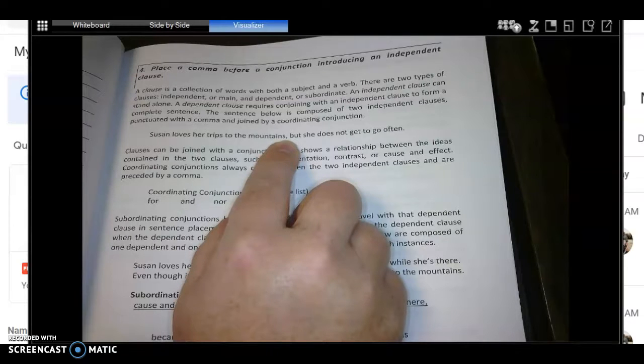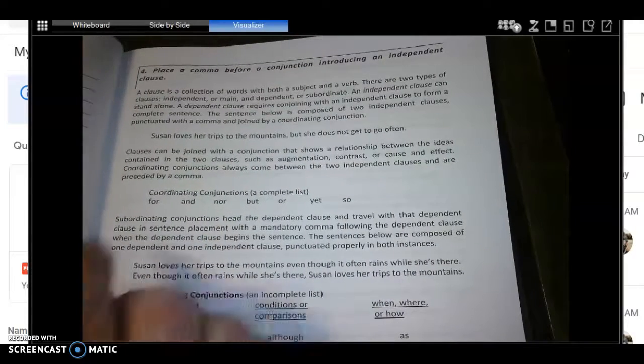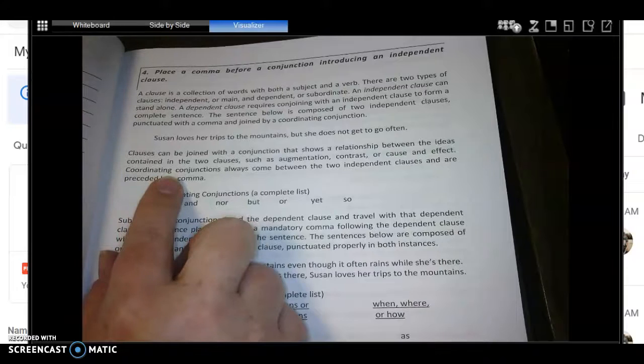Okay? If I put it together with a comma but no conjunction, it would be what we call a comma splice. I would put together two independent clauses with just a comma, and that is not enough. I need both. Okay? All right, clauses can be joined with a conjunction that shows the relationship between the ideas contained in the two clauses, such as addition.